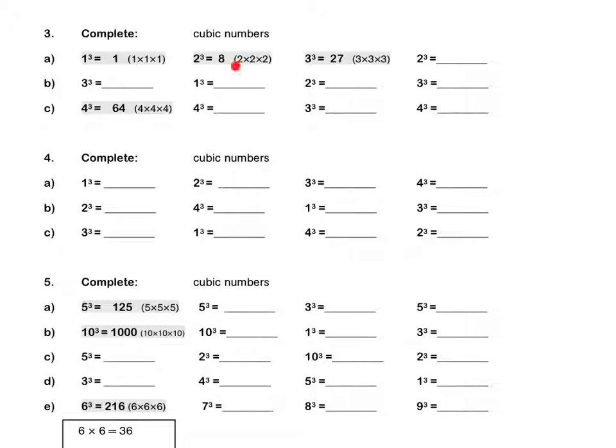2 cubed means 2 times 2 times 2. 2 times 2 is 4, times 2 is 8. 3 cubed, 3 times 3 is 9, times 3 is 27. Let's look at 4 cubed. 4 times 4 is 16, and 16 times 4 is 64. You can check that by yourself by doing a multiplication sum. All of these answers must be memorized and learnt. Use what you have learned to complete questions 3 and 4 by yourself. When you are done, use the memo to mark all your answers.